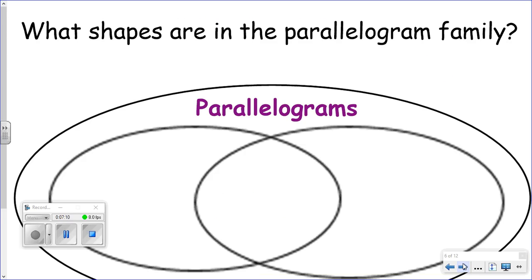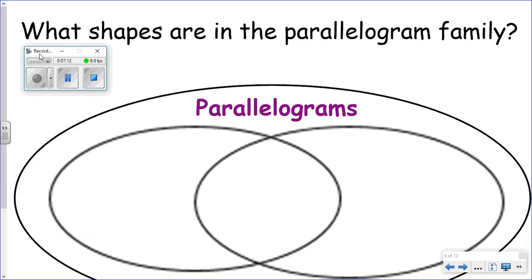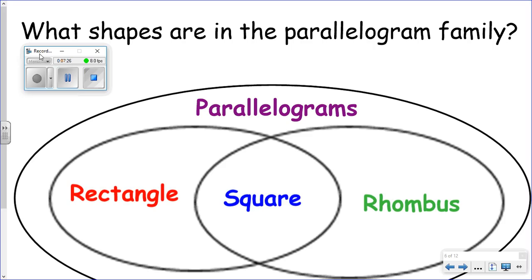So what shapes are in the parallelogram family? So we know parallelograms are just a special type of quadrilateral. So I could have a bigger circle around all of this that says quadrilateral, and parallelograms are just in there. But inside of the parallelogram circle, we have some subcircles, which are rectangles, squares, and rhombus. And you see the squares where the rectangle and rhombus overlap, and we're going to talk more about that later. Okay, so rectangle, square, and rhombus are parts of the parallelogram family.